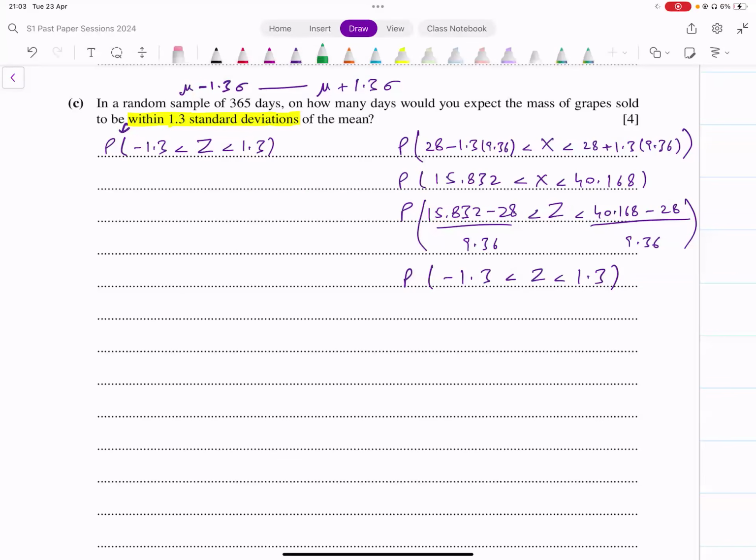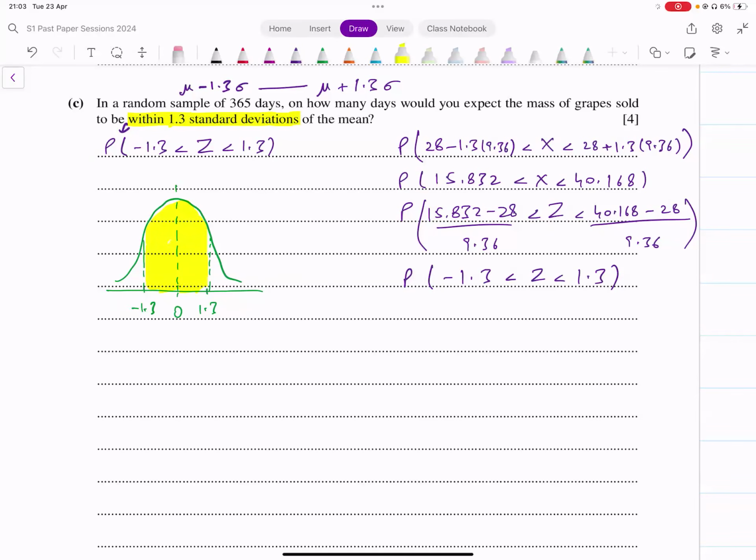Let's make a normal distribution curve. This is what the curve looks like. You've got 0 in the middle, 1.3 on one side, minus 1.3 on the other side. Since the curve is symmetric, both those points are at the same distance from the mean, and this is what we are looking for. This is what we want to find out. Now, how can we find this area?